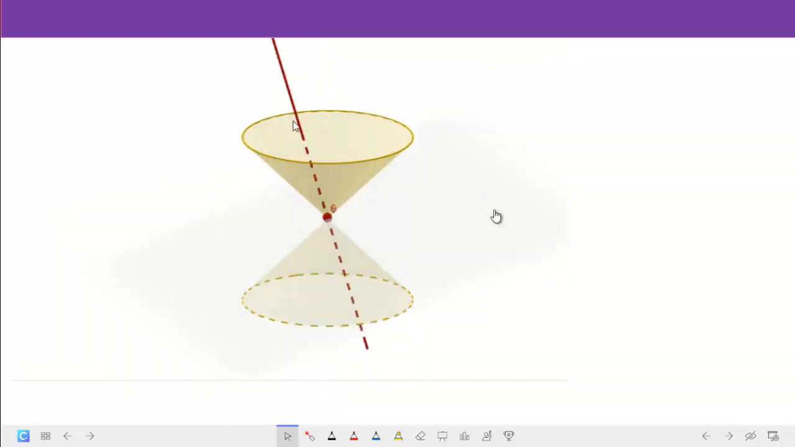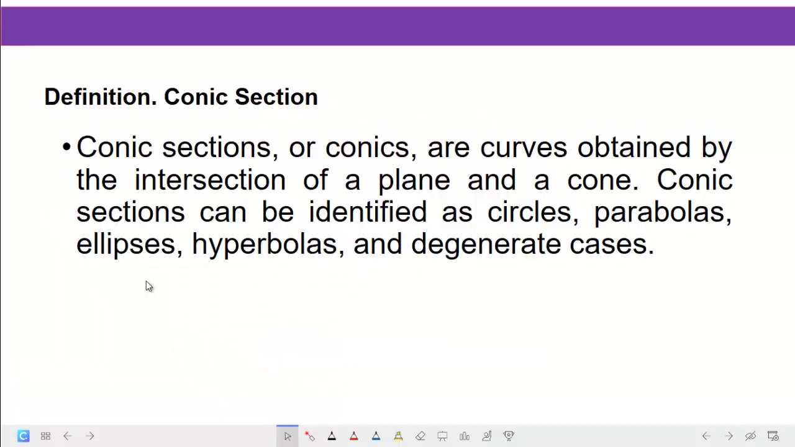Point. And so when we say conic section, conic sections or conics are curves. Ito ay curves obtained by the intersection of a plane and a cone. So nakita natin yung cone kanina at saka yung plane. Conic sections can be identified as circles. Kita natin yung circle pag perpendicular yung plane doon sa cone, or ang plane is perpendicular to the axis doon sa nape. So we have the circles.